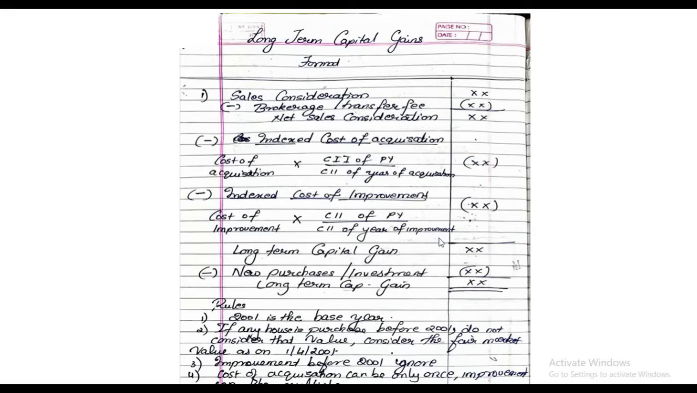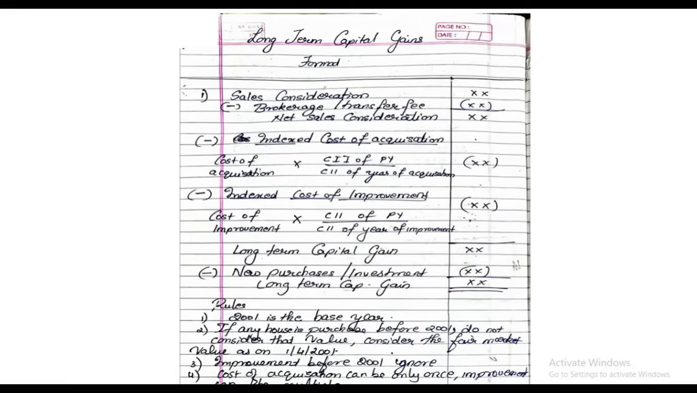Now, before solving the sum, there are a few rules that we need to note down. Number one, 2001 will be called the base year. If any house is purchased before 2001, do not consider that value. Consider the fair market value as on 1st April 2001. The improvement before the year 2001 should be ignored. And most importantly, the cost of acquisition will only be once in the question, but improvement can be multiple times. Those are the basic rules that have to be remembered.